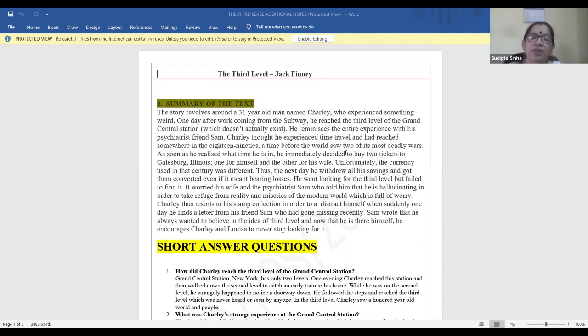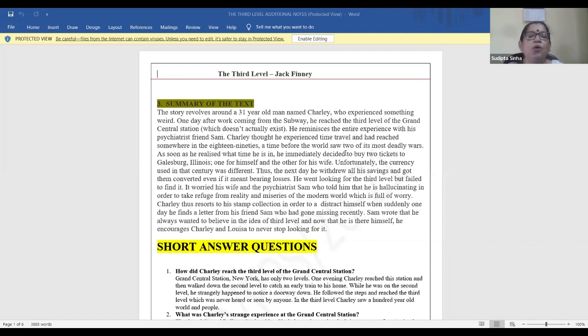It worried his wife and the psychiatrist Sam, who told him that he is hallucinating in order to take refuge from reality and miseries of the modern world, which is full of worry. Charles thus resorts to his stamp collection in order to distract himself, when suddenly one day, he finds a letter from his friend Sam, who has gone missing recently.